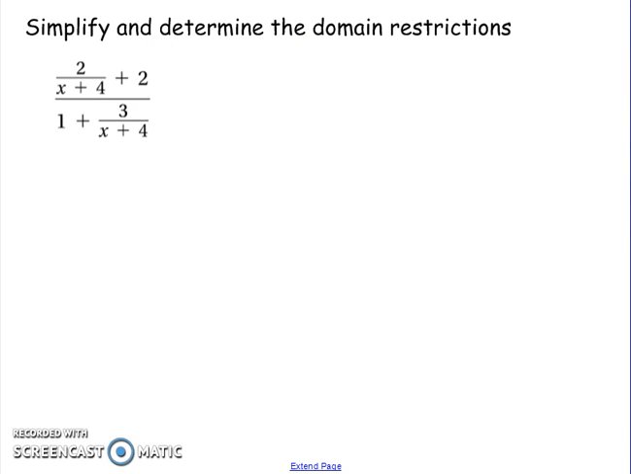And if we look at one more. So again, focus on the top and bottom separately. So I have 2 over x plus 4 plus 2 over 1. Okay, so we always want to make sure that we have a denominator under a whole number. So we'll just put 1 under there. And then 1 over 1 plus 3 over x plus 4.